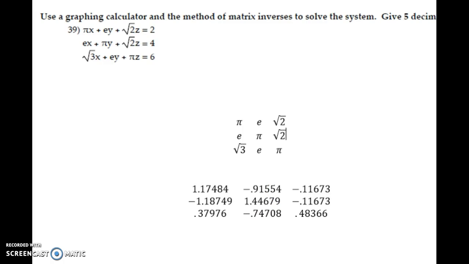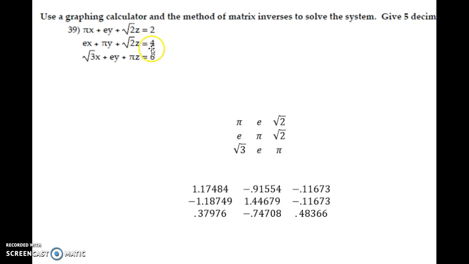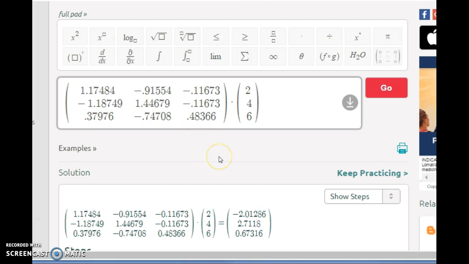And then what you do next is take that inverse matrix and multiply by our numbers here, the 2, 4, and 6. And when you do that multiplication, that's how we solve these systems using matrices. It'll give us the solution of what x, y, and z are.